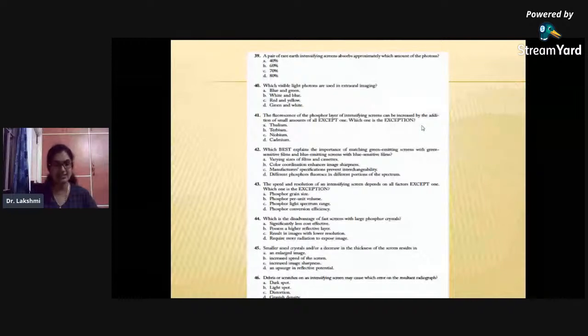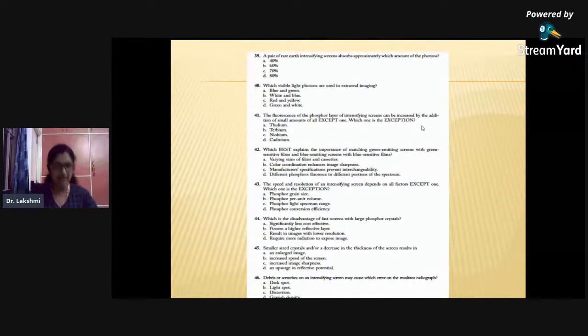So 41st answer is D. 42nd, which best explains the importance of matching green emitting screens with green sensitive films and blue emitting screens with blue sensitive films. So the answer will be D. Different phosphors fluoresce in different portions of the spectrum.